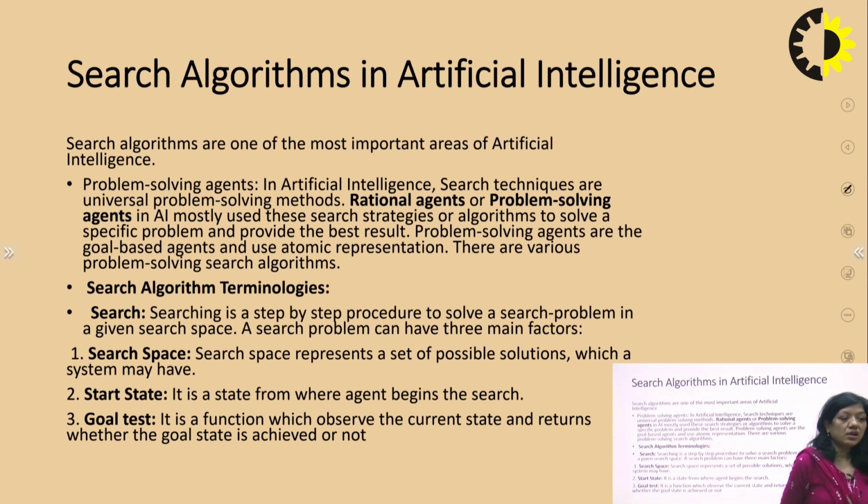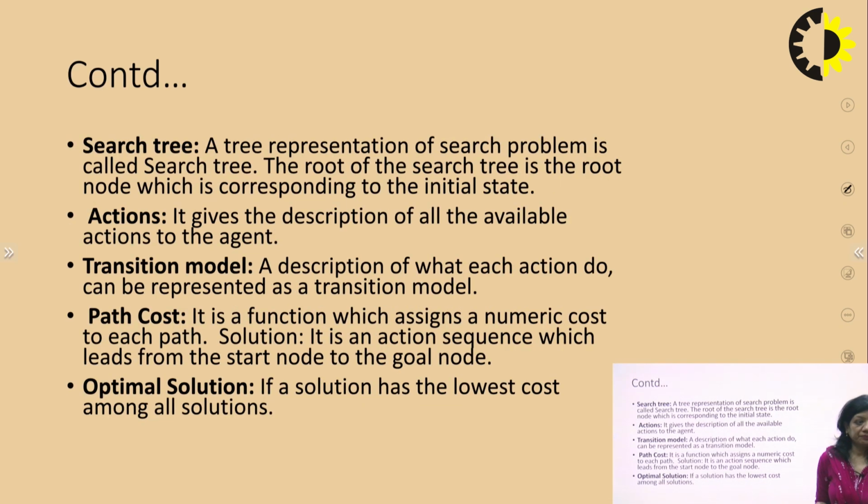And goal test, it is a function which observes the current state and returns whether the goal state is achieved or not. Moving on, search tree. A tree representation of a search problem is called a search tree. The root of the search tree is the root node which corresponds to the initial state.